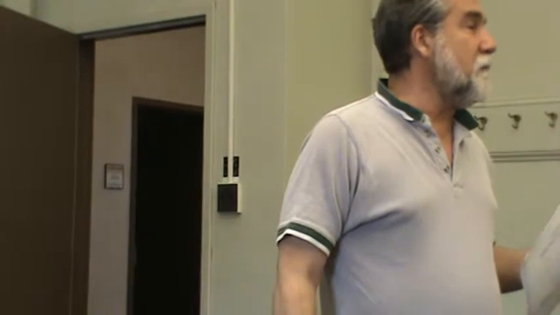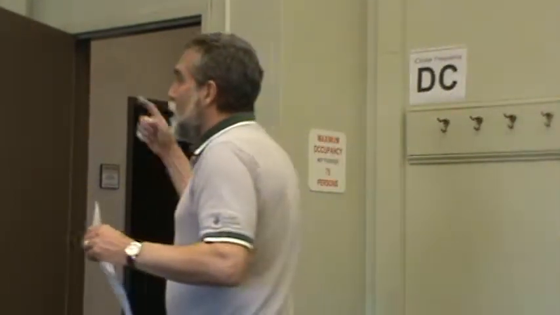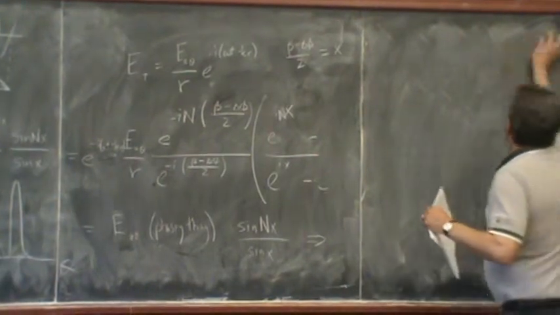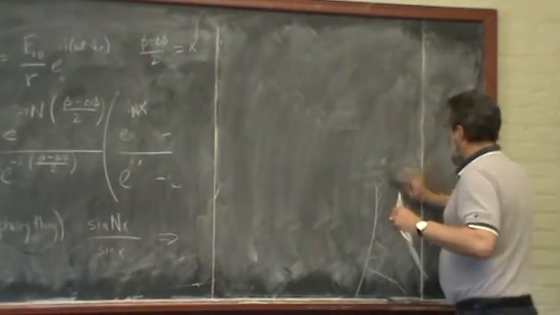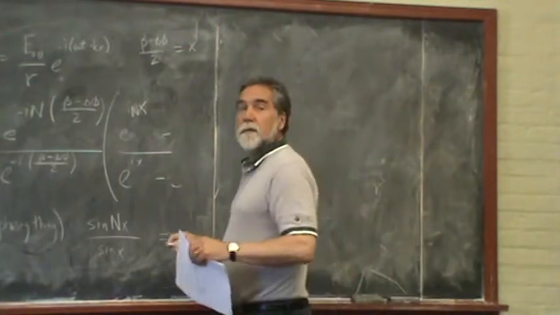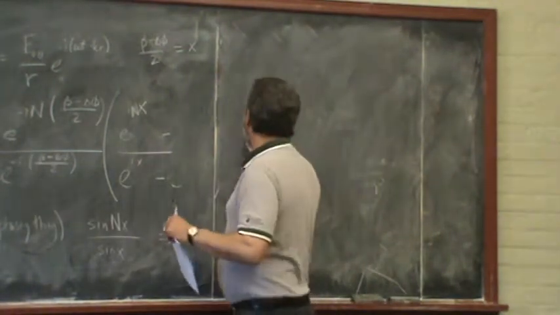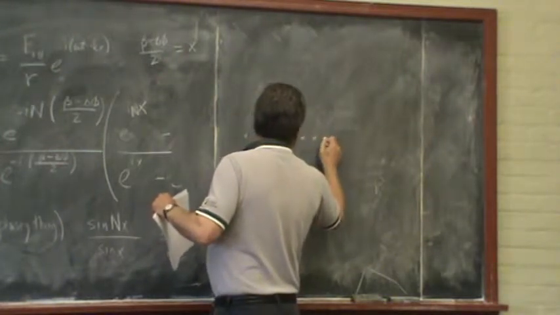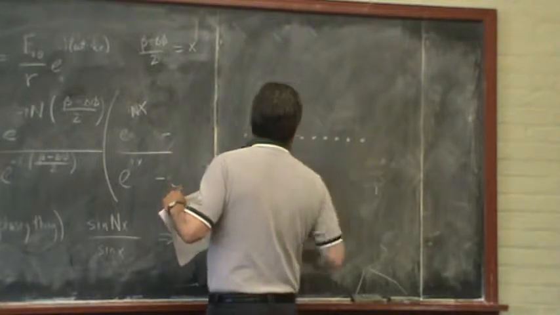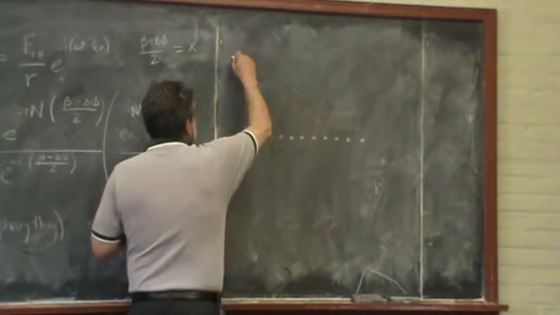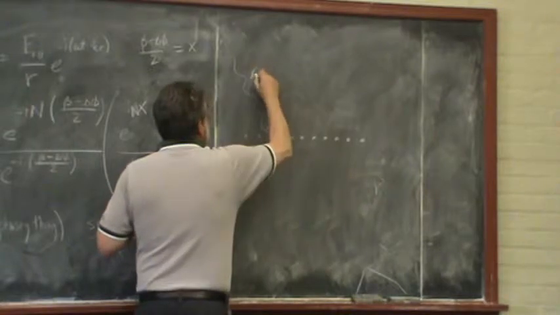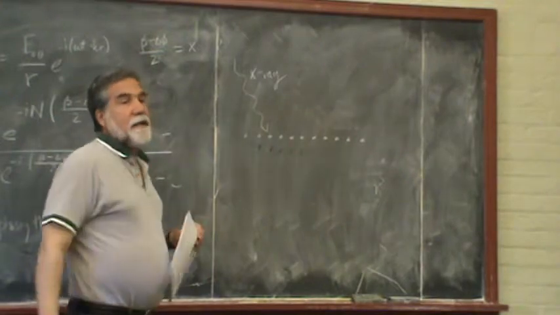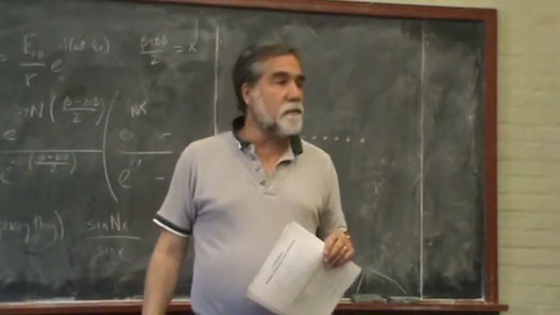I just want to point out to you that that problem, the one that I've done here, is essentially identical to this problem, where I've got an array of atoms like so. Now I just call them atoms. Right? And then I send X-rays in. And the wavelength of the X-ray is comparable to the distance between the atoms.